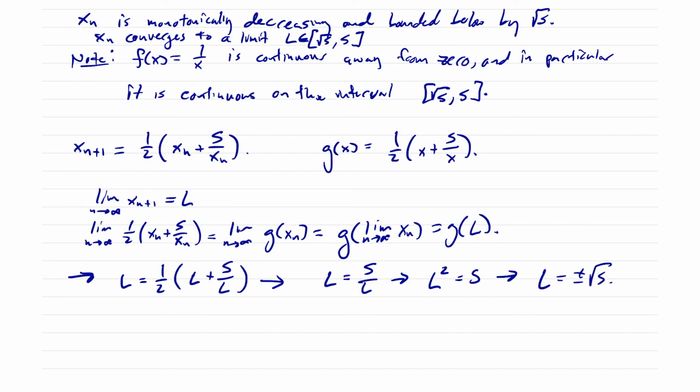But this is a positive sequence, and bounded away from 0, in fact, and so L is equal to the square root of S, since L has to live in this interval. And there you go. So we just proved that Heron's formula converges.